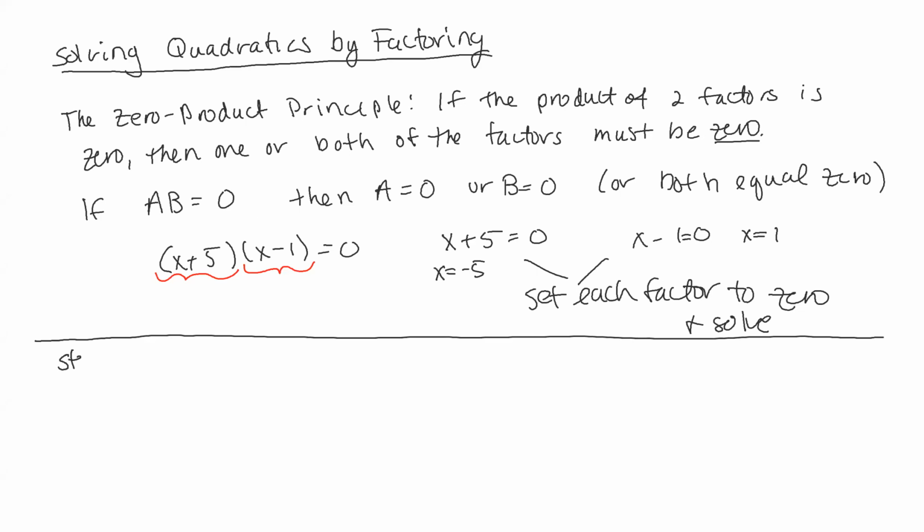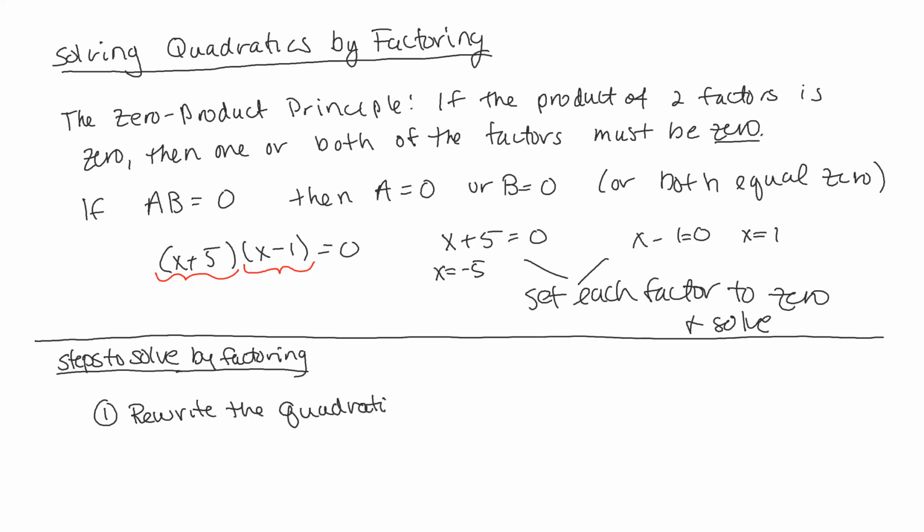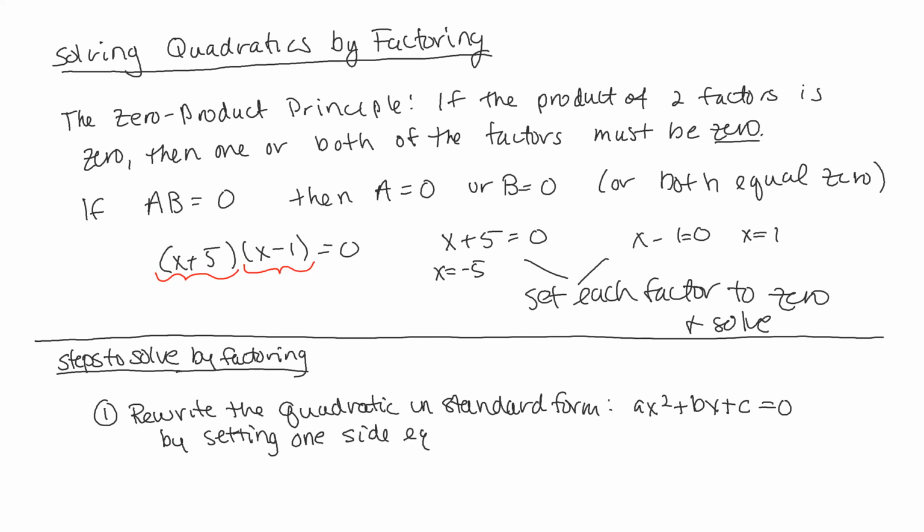So, steps to solve. When you have a quadratic equation and you're going to solve by factoring, I'm going to put steps to solve by factoring just so we're abundantly clear. 1, if necessary, rewrite the quadratic in standard form, which is ax squared plus bx plus c equals 0. And we do this by setting one side equal to 0. Okay. Step 2, we factor. So whichever side is not 0, you factor it.